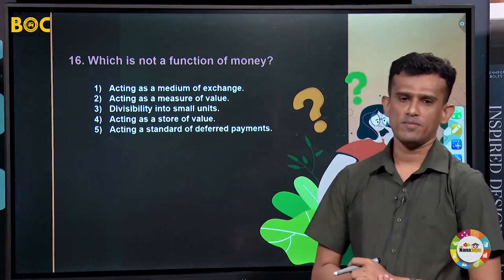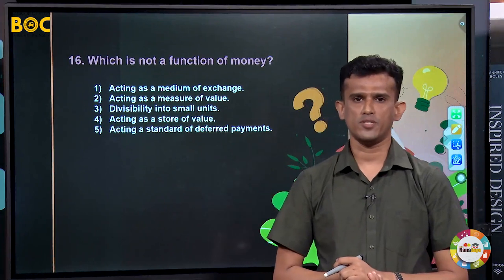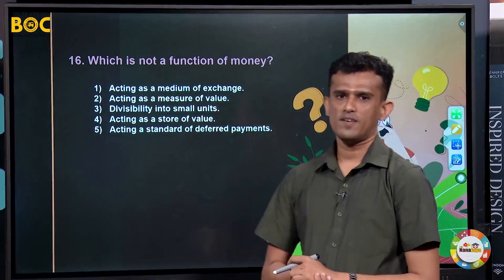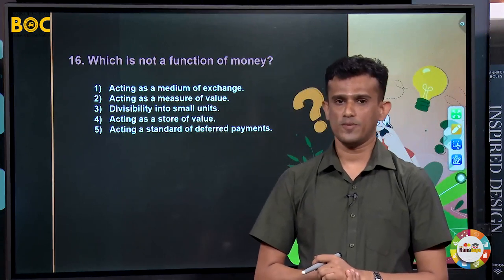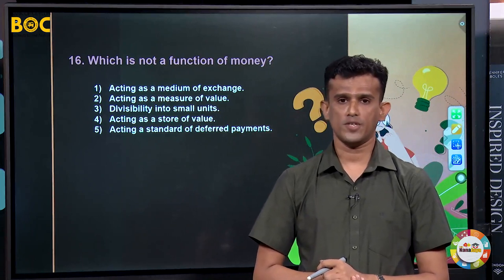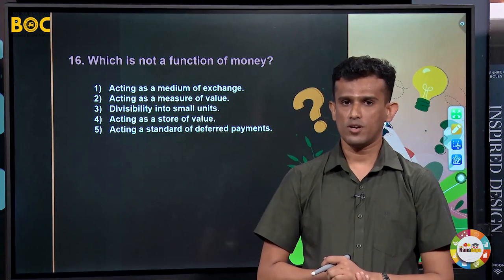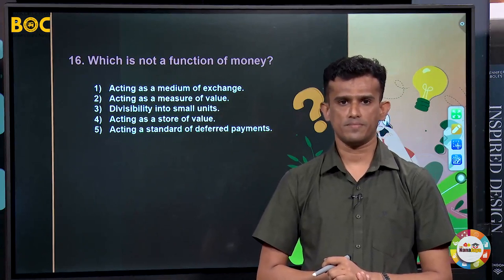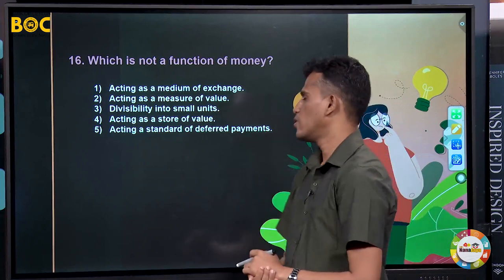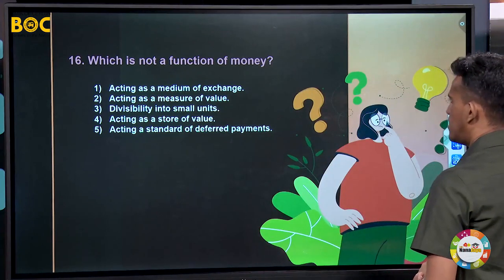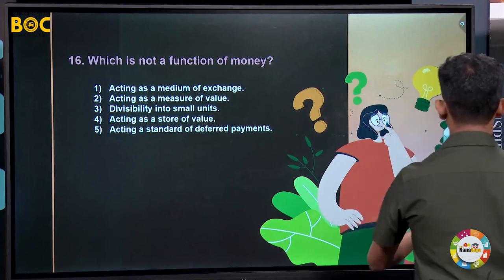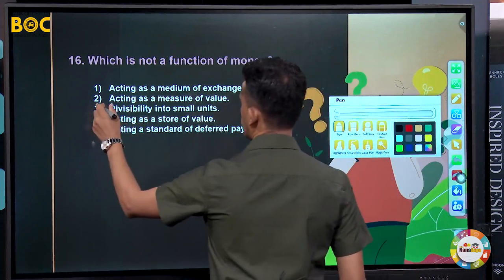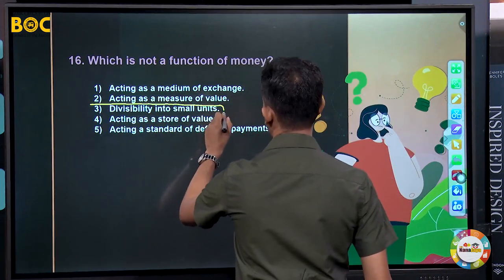Right, from this point onwards we are moving to a few MCQs. Which is not a function of money? At the beginning of the discussion we learned that money performs four functions: acting as a medium of exchange, acting as a store of wealth, a unit of accounting, and then the standard of deferred payments. So from those four, if you look here, the divisibility into small units, right, this one is not a function of money.